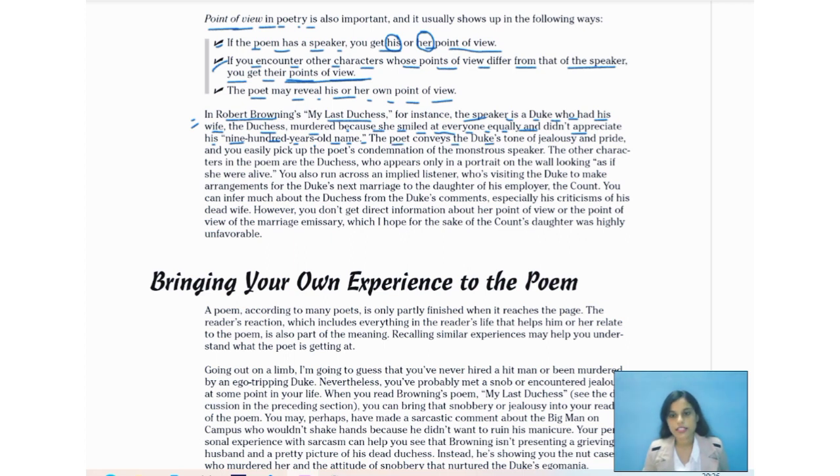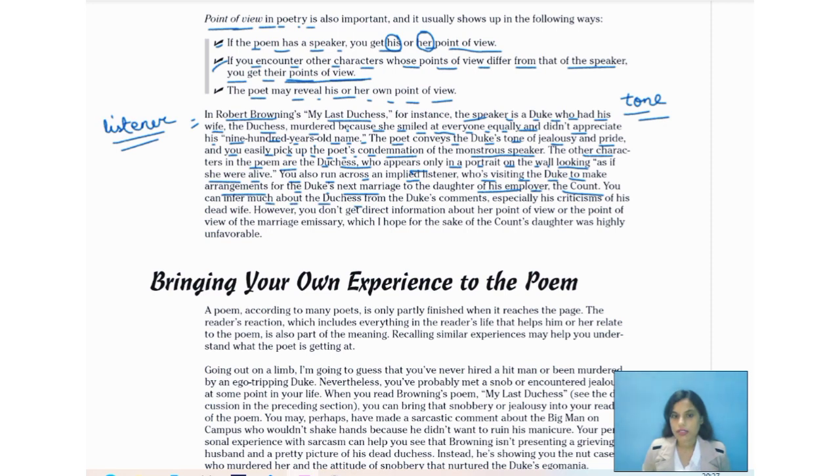The poet conveys the duke's tone of jealousy and pride, and you easily pick up the poet's condemnation of the monstrous speaker. So over here, if you have read the poem, you would understand the tone of the poem. So even if you consider the tone of the poem, you would understand what the poem is trying to say about the characters. So the other characters in the poem are the Duchess, who appears only in a portrait on the wall, looking as if she were still alive. Quite chilling, right? While you are reading it, you also run across an implied listener who is visiting the Duke to make arrangements for the Duke's next marriage to the daughter of his employer, the Count. Okay. So the Duke is marrying again after killing his wife, and no one knows about that. And there is another person, the listener, who has come to talk about the marriage. Okay.